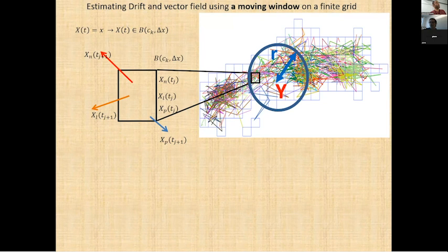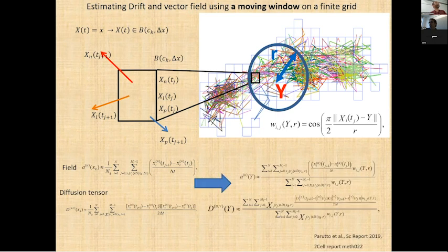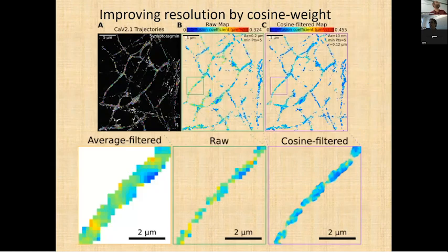And then what we've been doing is improving in that direction. If you want to improve, you can take a ball, all trajectories falling into this ball, and now you can move the disk with a resolution which is much smaller than the grid themselves. You look at the points falling into this, you multiply the point by a weight function, a cosine function. And if you do this, you can calculate the drift and diffusion coefficient, and this is the result.